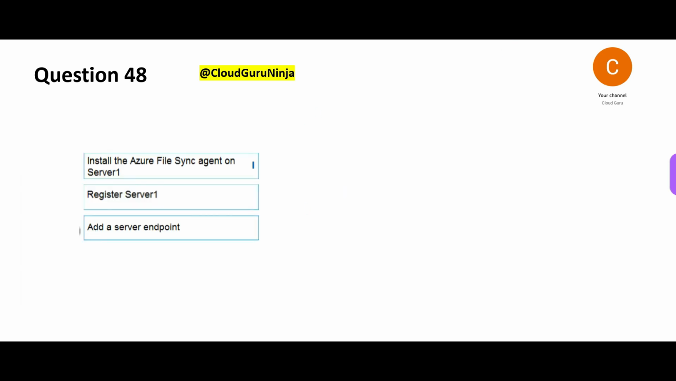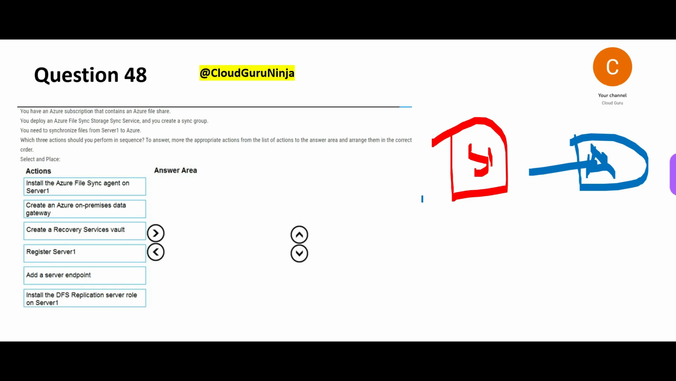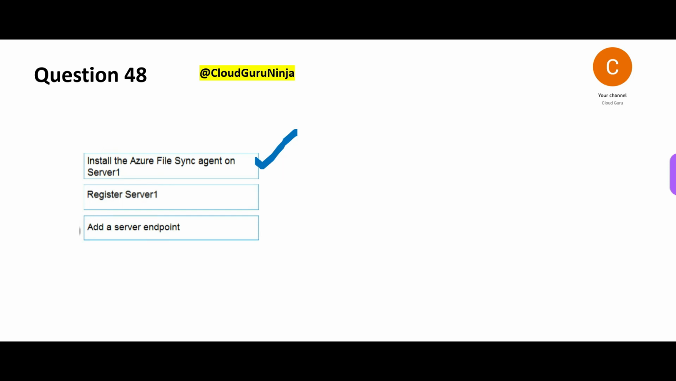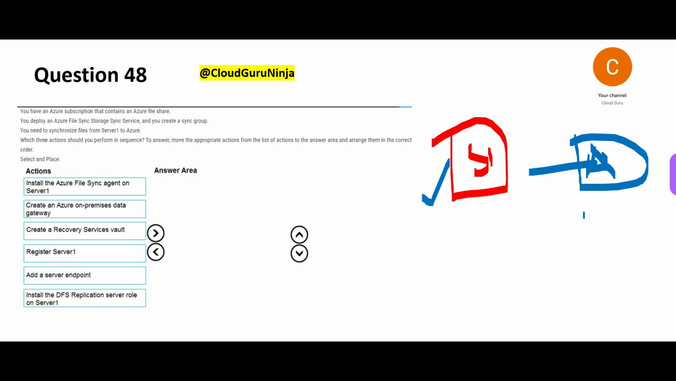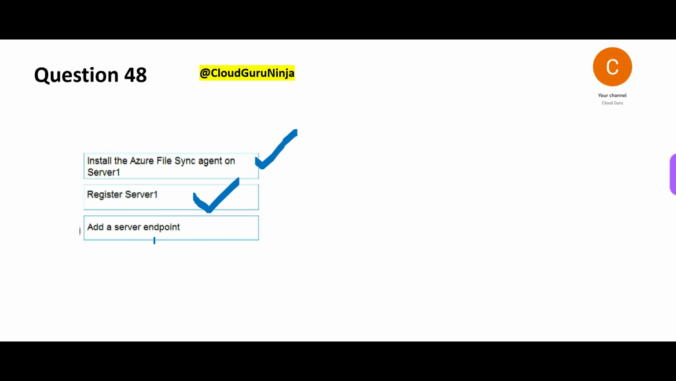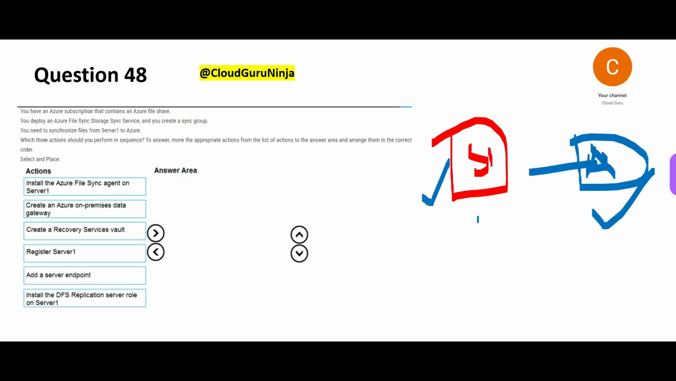The first thing we have to do is you have to install the file sync agent on server 1. Where is server 1? Server 1 is this red box. This red box you see, this is on premises. You have to install the agent, the sync agent. Always remember, the sync agent always has to be put on premises and not on clouds. The second is you have to register server 1. Why you have to register? Where you have to register? You have to register server 1 in Azure so that Azure can talk to the on premises server 1. And then you have to add a server endpoint. So endpoint is a better way of communicating. So you add a server endpoint so that it can talk to your Azure services.